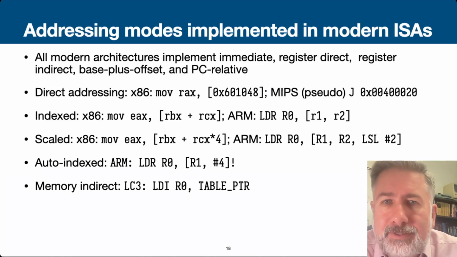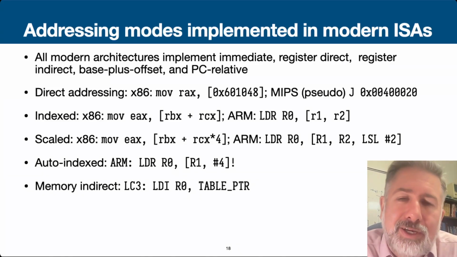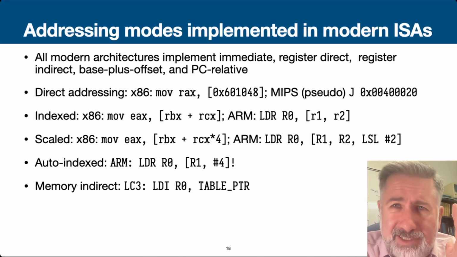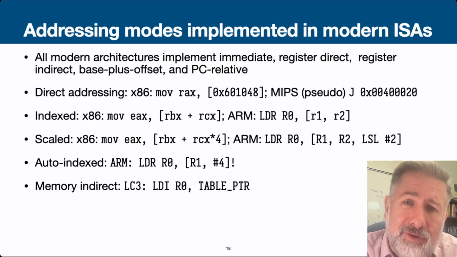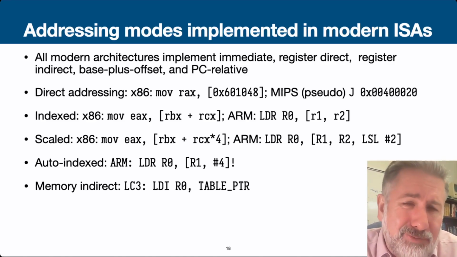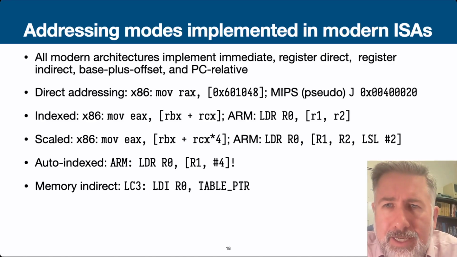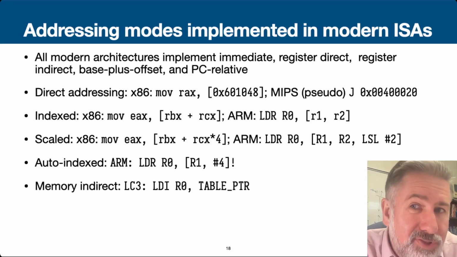And here are some examples of modern instruction set architectures that implement these addressing modes. So everybody does immediate, register direct, register indirect, base plus offset, PC relative. These are very common and the fundamental addressing modes for ISAs today. But here are some examples of other addressing modes you might not have seen.